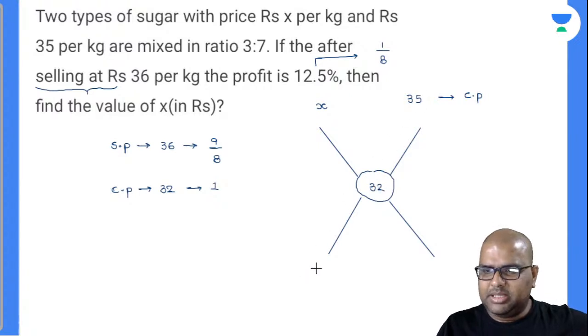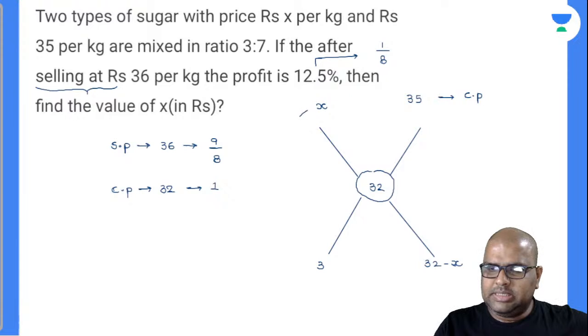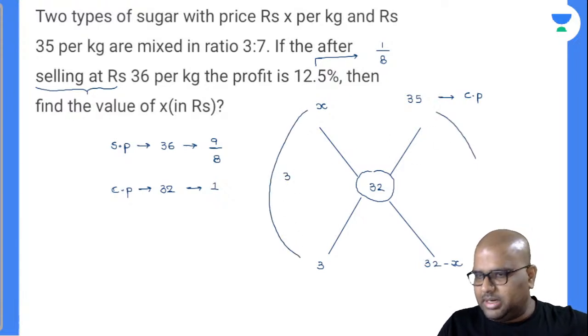Now 35 minus 32 is equal to 3. Automatically 32 value will be the lower one, so 32 minus X by alligation rule. Now everybody knows this is mixed in how many parts? 3 parts. This is mixed in how many parts? 7 parts.